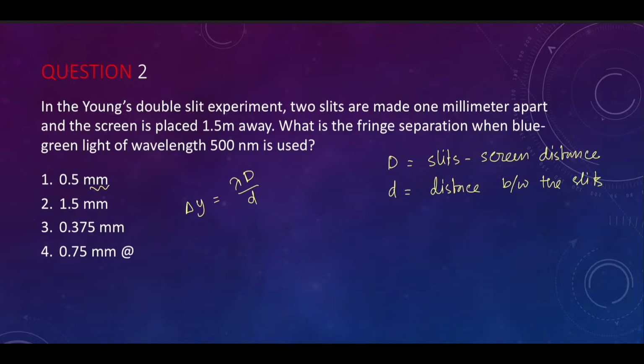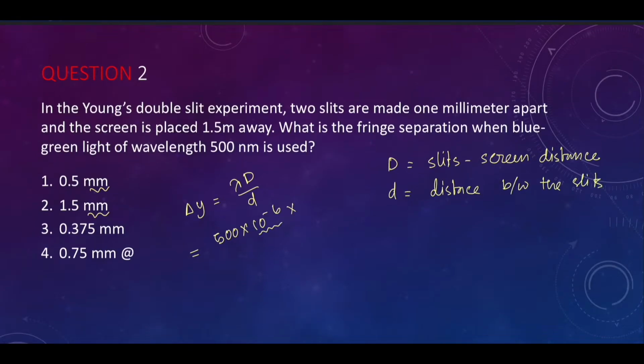d is the distance between the slits. Since everything is given in millimeter in the answers, it is better to use the unit millimeter everywhere. So lambda is 500, 1 nanometer is 10 to the power minus 6 millimeter, and D is 1.5 into 10 to the power 3 divided by 1. So this is 10 to the 2, this is 10 to the 3, and this is 10 to the minus 6. So the answer is 7.5 into 10 to the minus 1, that is 0.75 millimeters.